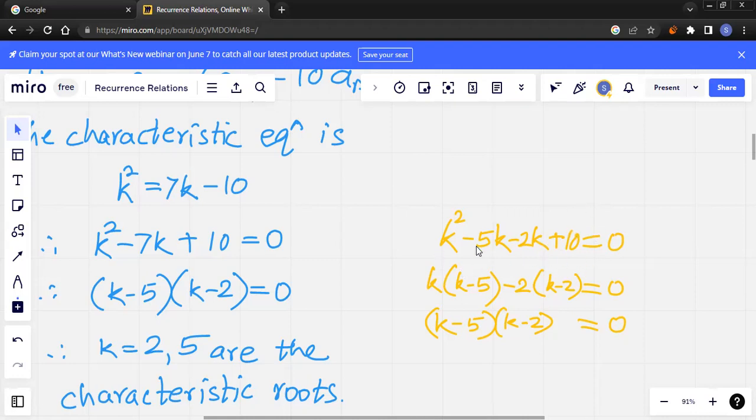So this is k square minus 5k minus 2k plus 10. You can see -7k we have split as this sum. Now from the first two terms you can take k common, inside you are left with k minus 5. From the next two terms you take -2 common, inside you are left with k minus 5.